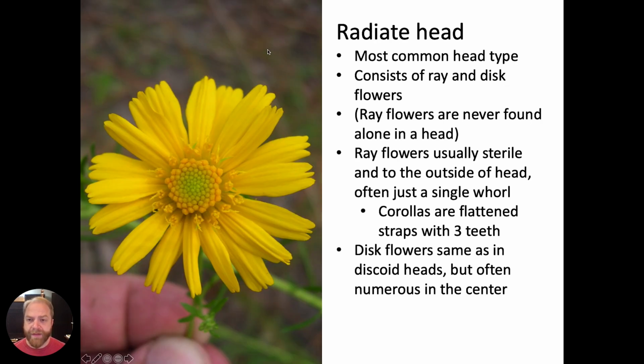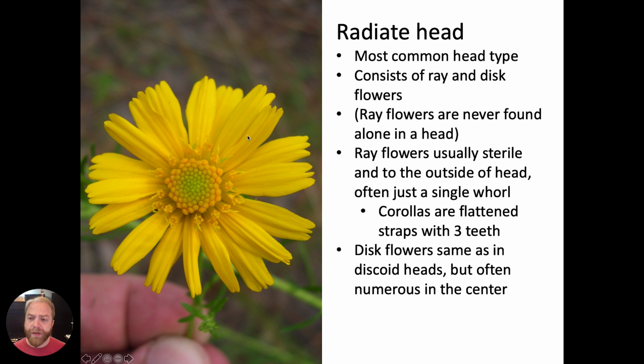Our last type of head that we'll discuss are the radiate heads. They don't consist of just ray flowers. They actually have disc flowers and ray flowers. We don't see, except in horticultural situations bred by humans, flower heads that have only ray flowers. Those don't really exist in nature. But this radiate head is extremely common. It's the most common type of head in the Asteraceae. It's got disc flowers and ray flowers.